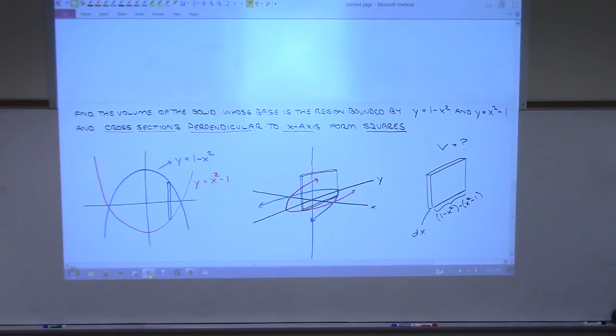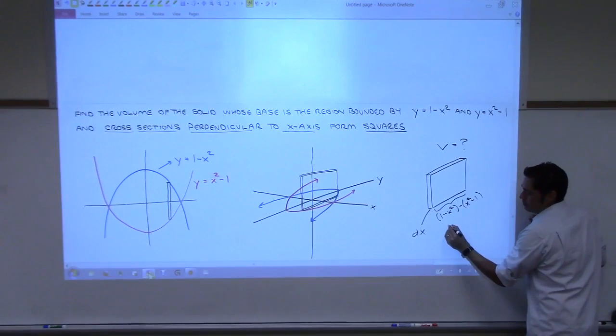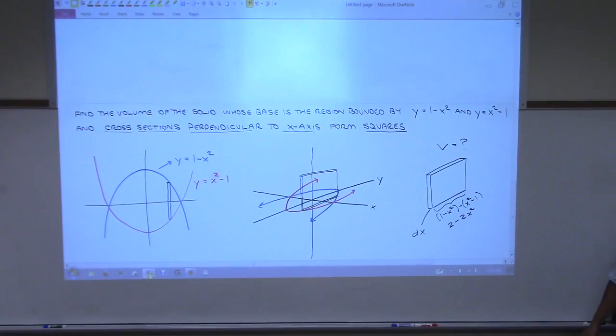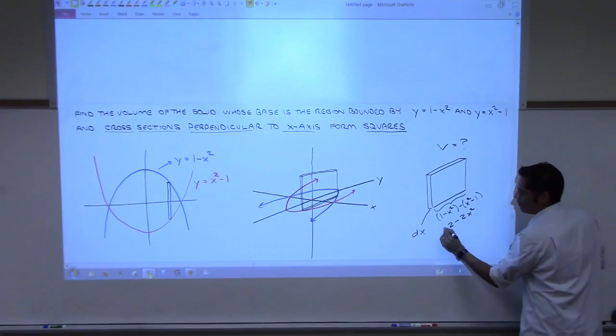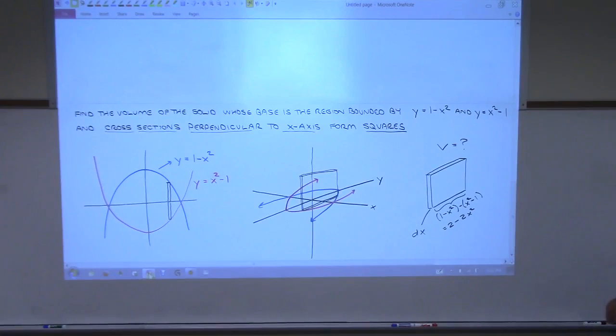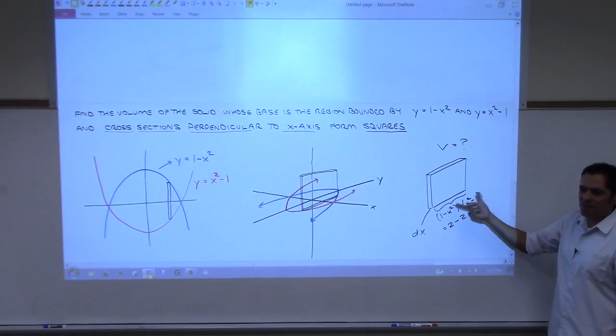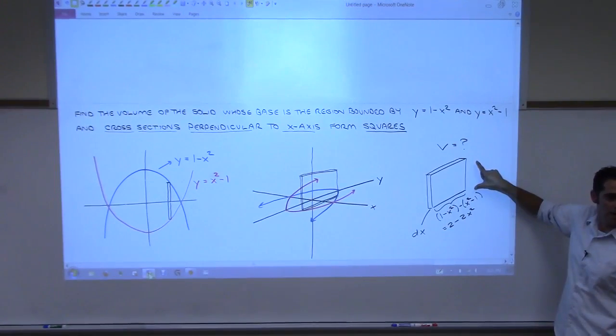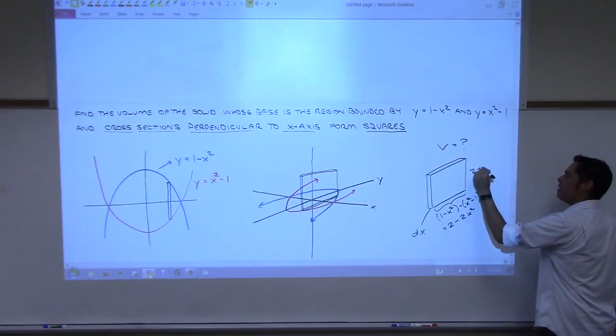Minus 1. 2 minus 2x squared. Drop your parentheses, distribute the negative through, collect like terms. 2 minus 2x squared. That's how wide this is. But since these are squares, that's also how tall it is, right? So this side's 2 minus 2x squared.